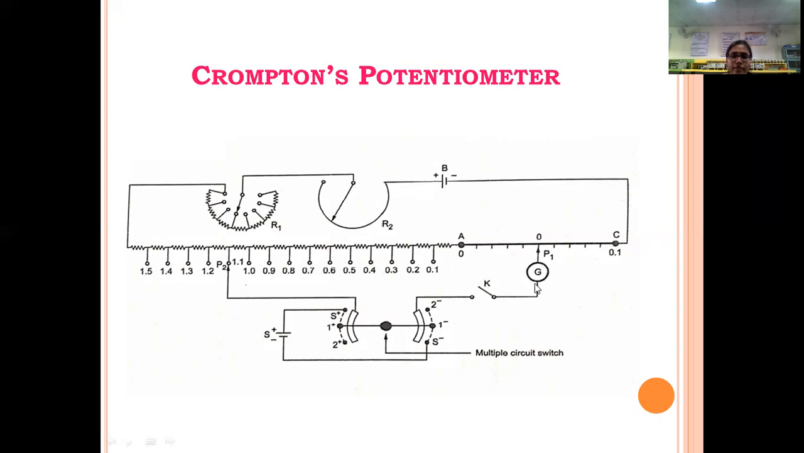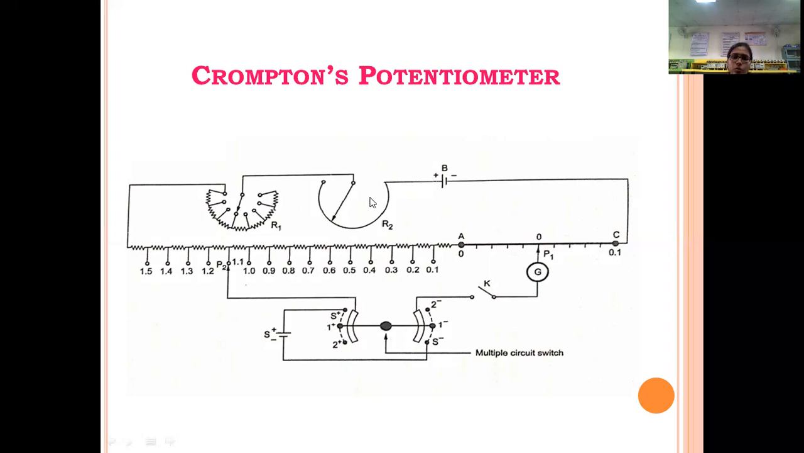And we'll connect one galvanometer and switch between P1 and P2 in series with the multiple circuit switches. What is the use of the multiple circuit switches? With the help of the multiple circuit switches, we can connect at the same time the standard cell and the unknown EMF, and we can measure more than one unknown EMF. So the standard cell will connect between S plus and S minus, and the unknown EMF will connect between 1 plus and 1 minus or 2 plus and 2 minus.